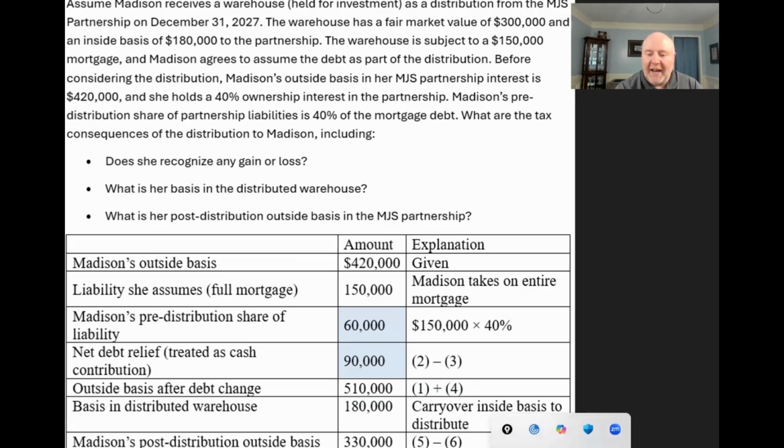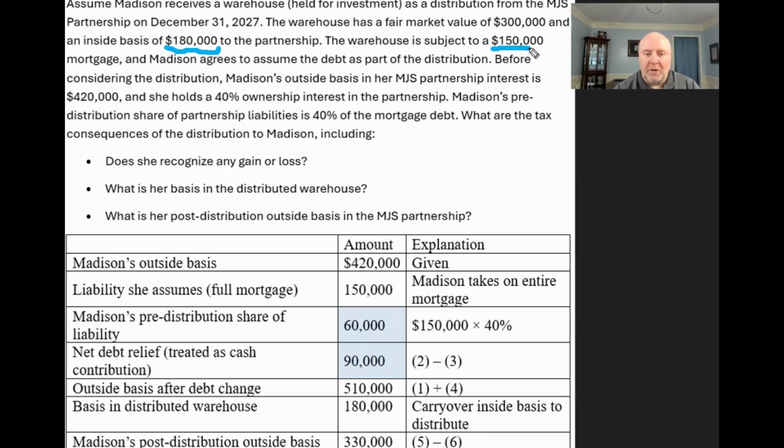Okay, so we're going to have an inside basis on the partnership of $180,000, right? We better mark that down because our general rule is we're going to be taking the same basis that the partnership had as our initial step. The warehouse is subject to a $150,000 mortgage, and Madison agrees to assume the debt as part of the distribution.